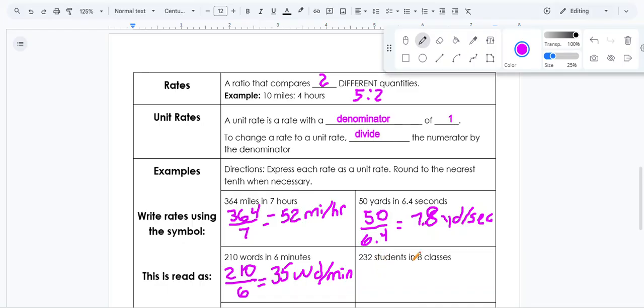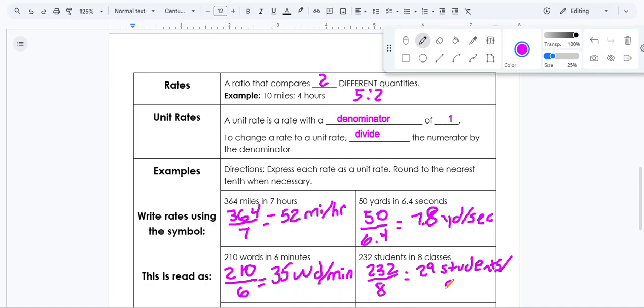All right, 232 students in 8 classes. So my ratio is 232 to 8, 232 over 8. And then I would do 232 divided by 8, and that tells me that there are 29 students in each class. So it's 29 students per class.